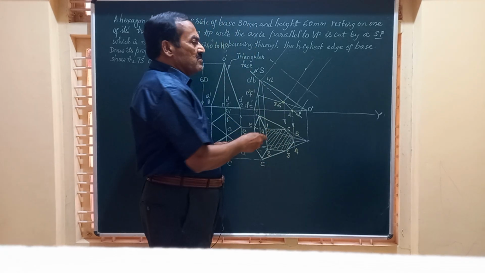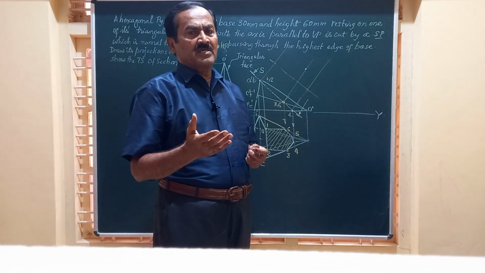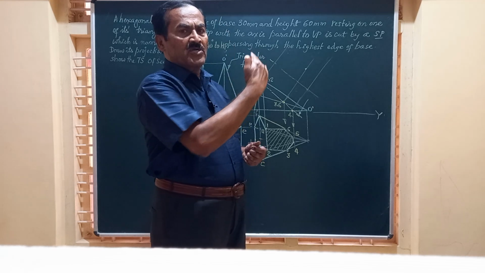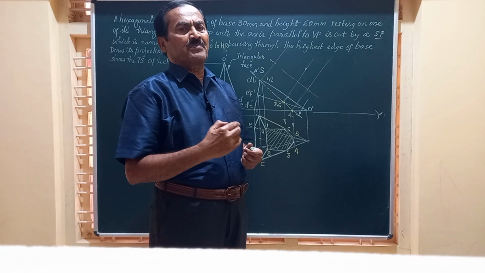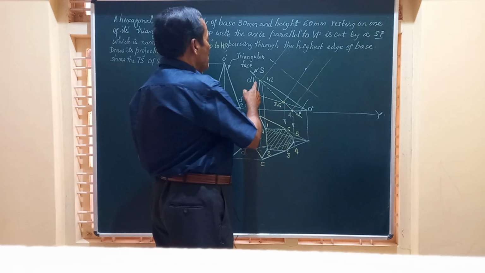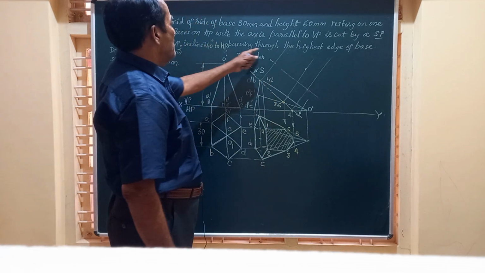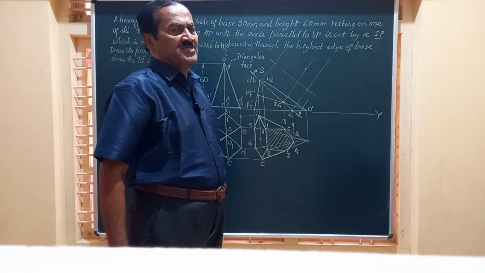In this video we are going to study the section of a hexagonal pyramid which is resting on one of its triangular faces on HP, and it is being cut by a section plane which is normal to VP, inclined to HP and passing through the highest edge of the base. That is given here, passing through the highest edge of the base.